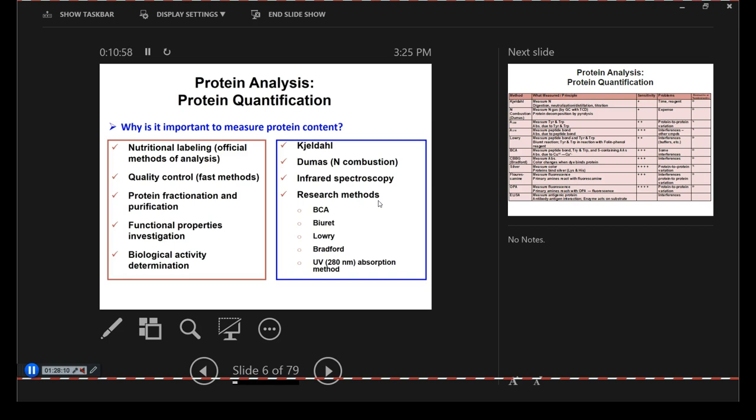When we purify protein and fractionate it, we want to determine the yield, for example. So we want to determine how much protein we were able to recover.